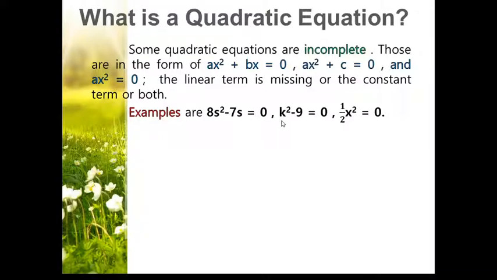k squared minus 9 is equal to 0. It follows ax squared plus c is equal to 0, wherein the linear term is missing, or b is equal to 0. 1/2 x squared is equal to 0. It follows the form ax squared is equal to 0, or both the constant term and the linear term are missing. Your b is 0 and your c is also 0.